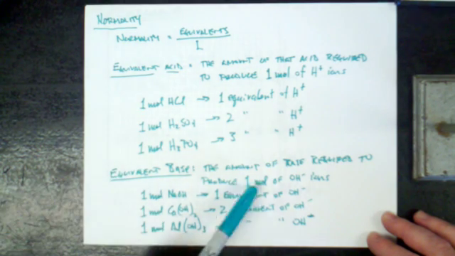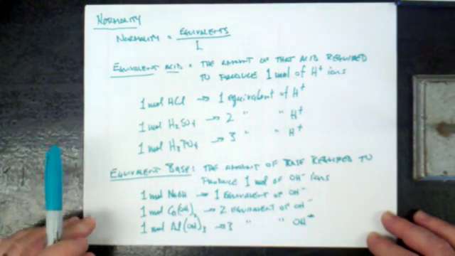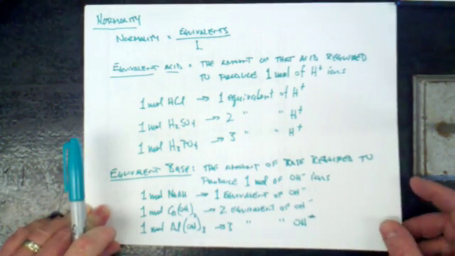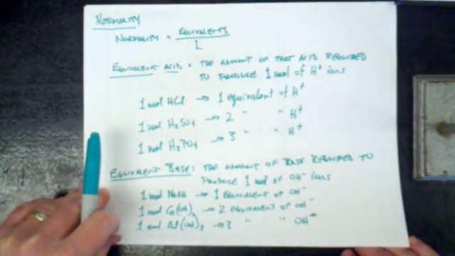And the same thing happens with bases. The equivalent base is the amount of base required to produce 1 mole of hydroxide ions. So, 1 mole of sodium hydroxide only has 1 mole of hydroxide ions to give up, therefore it's only got 1 equivalent. Calcium hydroxide has 2 hydroxide groups to give up, so it produces 2 equivalents of the hydroxide ion. And aluminum hydroxide has 3 equivalents of hydroxide ions. So, the more hydroxides you've got, the more equivalents you have, which makes you a somewhat more voluminous acid or base.